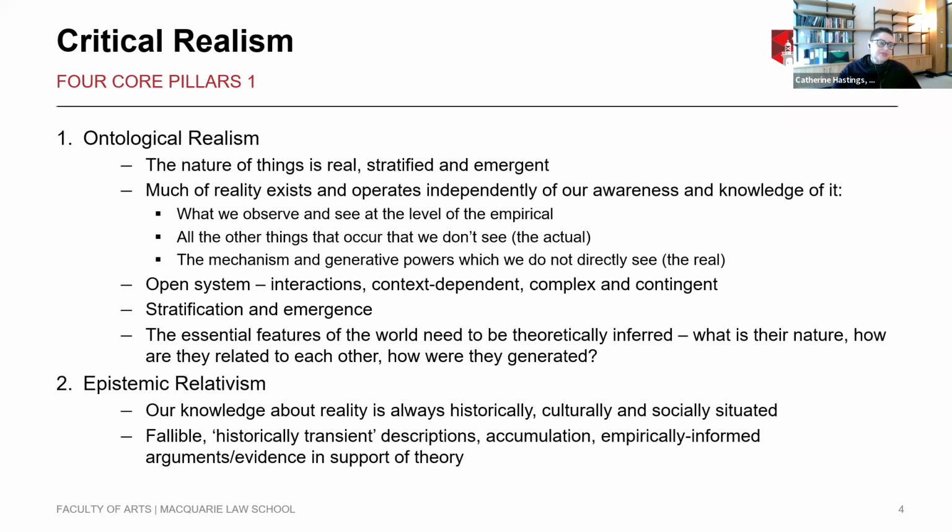It means that the essential features of the world that we want to understand need to be theoretically inferred, because we can't see them. So we need to be theorising what their nature is, how they are related to each other, and how they are generated. Which leads to point 2, epistemic relativism. What this means is that the knowledge we create, this theoretical knowledge, is always going to be historically, culturally, and socially situated. It's fallible. We build it up over time. We accumulate our knowledge, and we use evidence and arguments that are empirically informed to support, generate and critique our theories so that our knowledge about the world develops.